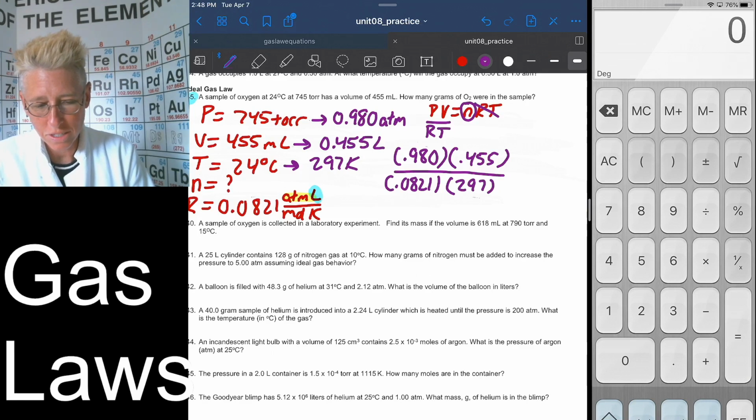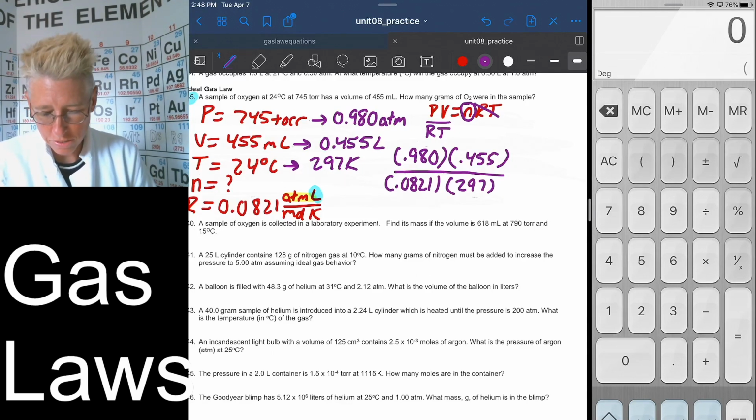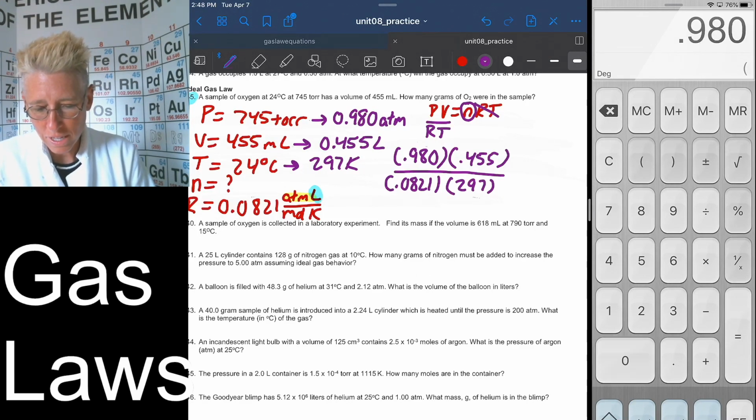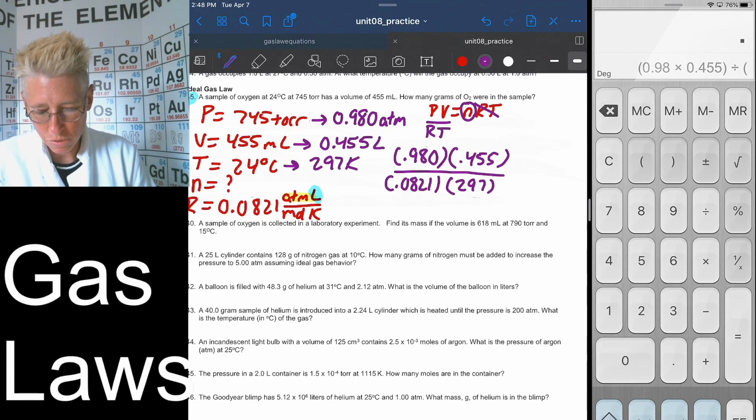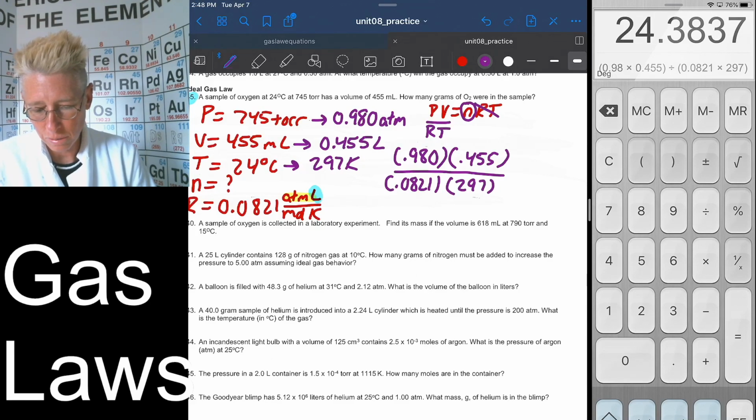So let's plug that into the calculator. Starting my parenthesis, 0.980 times 0.455, close my parenthesis, divide, start my parenthesis, 0.0821 times 297, close my parenthesis.